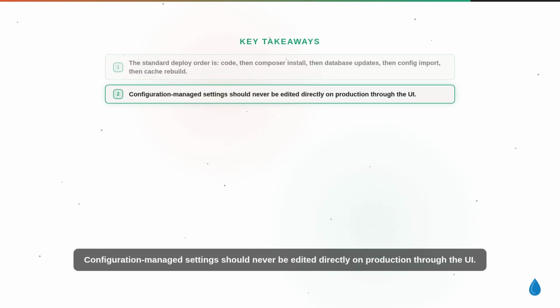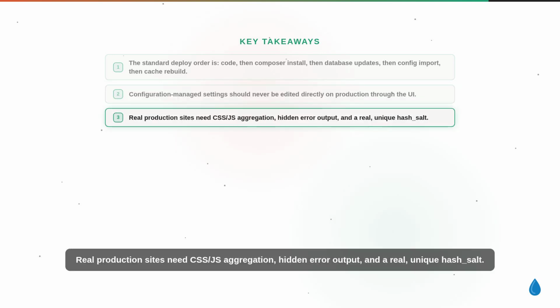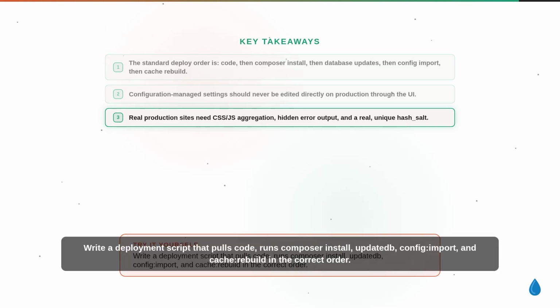Configuration managed settings should never be edited directly on production through the UI. Real production sites need CSS/JS aggregation, hidden error output, and a real, unique hash salt. Write a deployment script that pulls code, runs composer install, database updates, config import, and cache rebuild in the correct order.